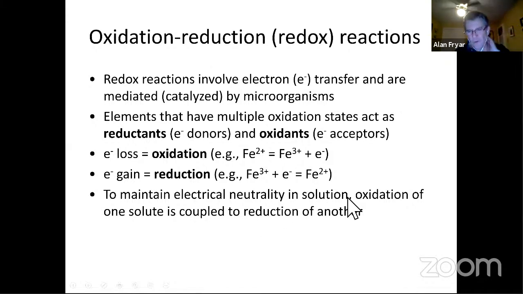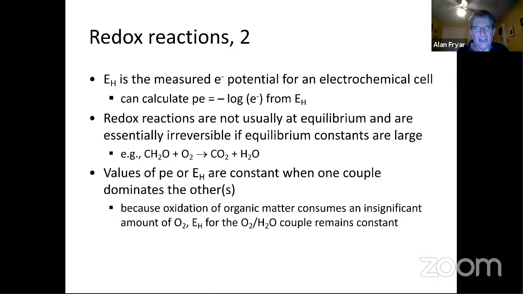To maintain electrical neutrality in solution, you have to couple the oxidation of one solute to the reduction of another. So in fact, these electrons don't accumulate in solution, they're just being swapped back and forth. And even though solution can conduct electricity because you have positively charged cations and negatively charged anions, overall electrical neutrality is maintained in solution.